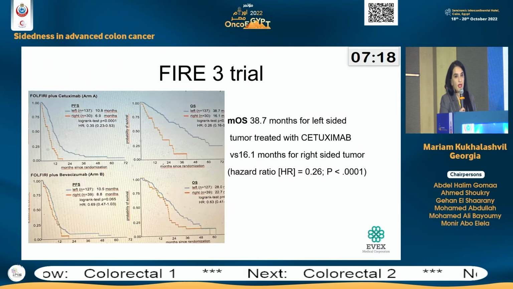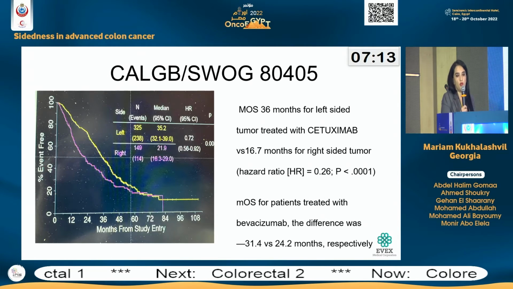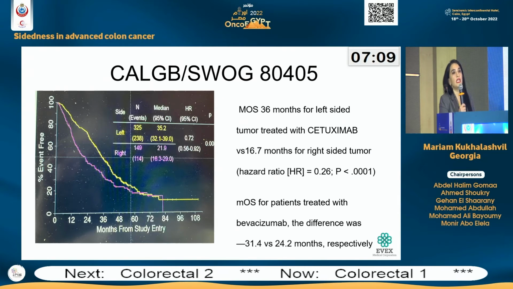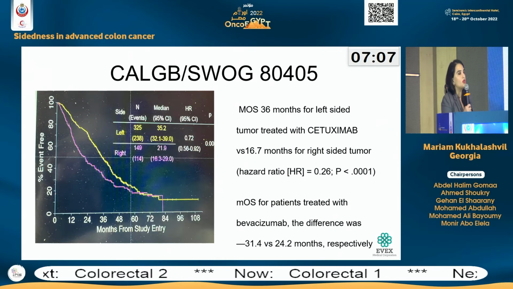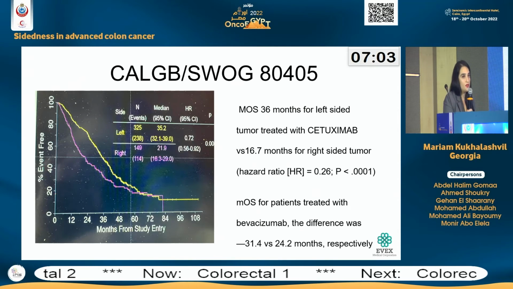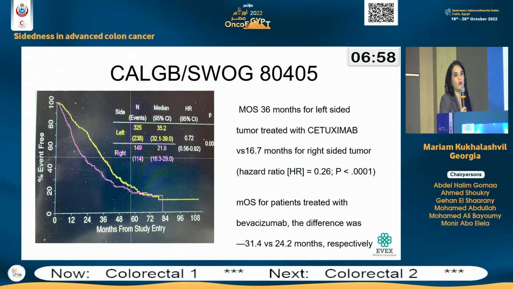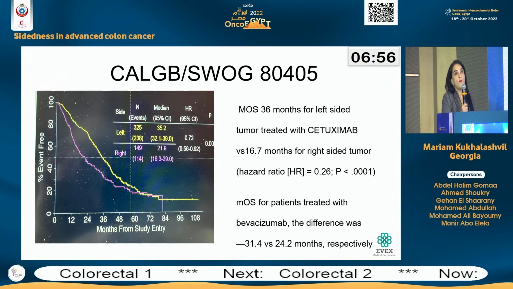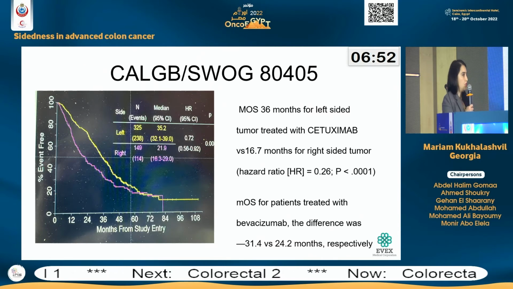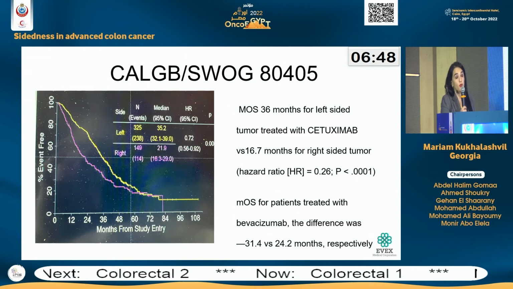We can say that clinical trial CALGB/SWOG-80405 also demonstrated the same result. Cetuximab works and has a better outcome and effect in the treatment of patients with metastatic colorectal cancer, mostly left-sided colorectal cancer. What about bevacizumab? Bevacizumab is effective in treatment of both-sided tumors.